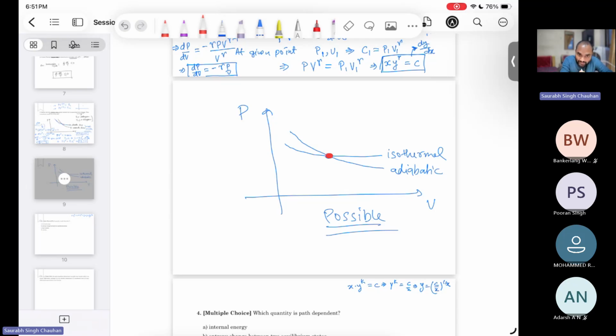So through one given point, only one adiabatic curve can pass. All the adiabatic curves through that point will be superimposed on each other. They will not be different. They are essentially the same.